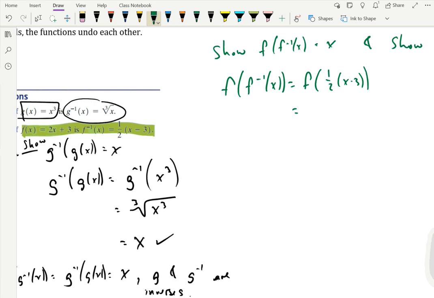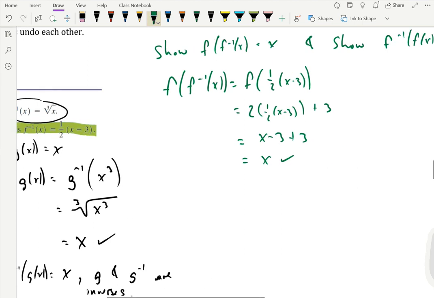So now we want to apply f to that. And so our f function says take whatever the input is, multiply it by 2, and then add 3. So I'm going to take 2 multiplied by the input, and then add 3. Well, what is my input here? My input is this half of x minus 3. So 2 times a half is just 1. 1 times x minus 3 is x minus 3. And then plus 3. So minus 3 plus 3 goes to 0, so we're just left with x. So that side does work out to be okay.